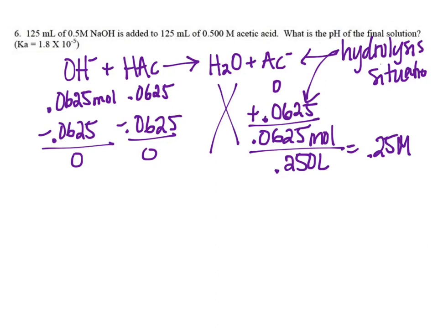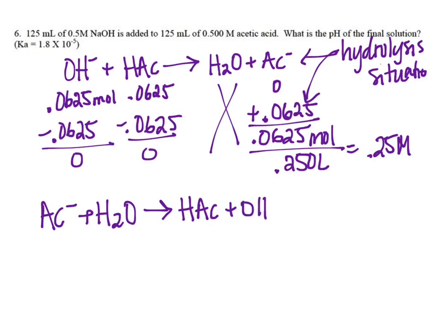acetate ion. So when you're in a hydrolysis situation, what's the first thing you do with your ion? Add it to water. And when we add it to water, we make acetic acid and hydroxide. Our acetic acid, what we come in with is 0.25 molar. No water, no acetic acid, no hydroxide. Our change is going to be minus X, plus X, plus X.